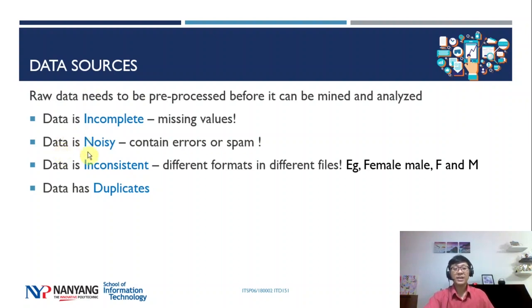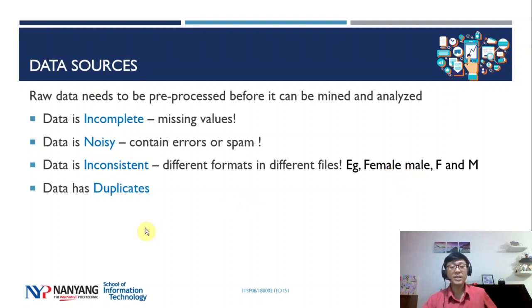Then there is data that is noisy, which means it has errors; it is corrupted and we can't use it. For example, if we are looking at temperature data, we expect it to fall within 30 to 40, but somebody gives 100. That is out of range and has an error. Then we also have data that is inconsistent, which means it doesn't follow a certain format, like female and male: some put F, some put M. You have different formats, so you might want to transform them into the same format and unify them.